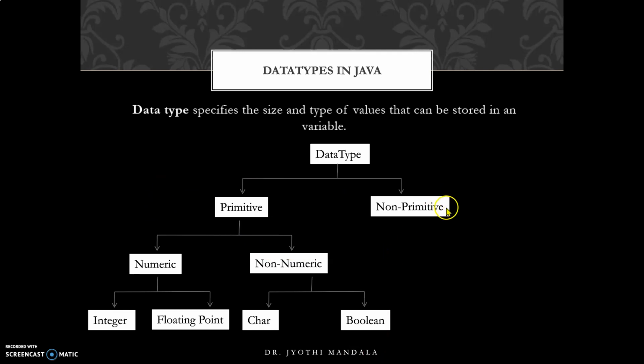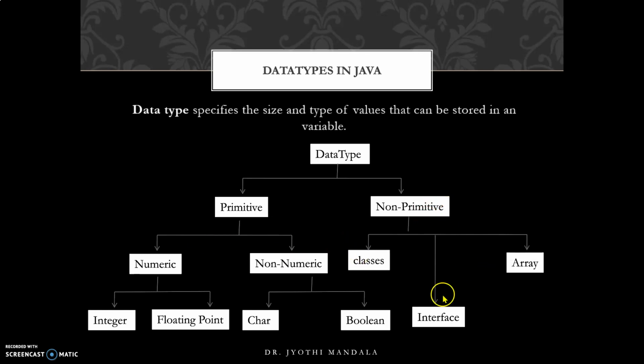Got it? Coming to the non-primitive data types, they are of three types: classes, interfaces and arrays. All these three are created by using our primitive data types. So that's why these are called derived data types. Derived data types are dependent data types which are derived by using these primitive data types. So this is the complete classification of data types in Java. We can say our basic data types are integer, floating point, char and Boolean. Got it, all of you?